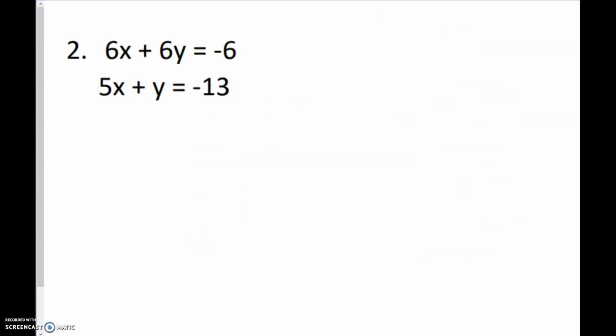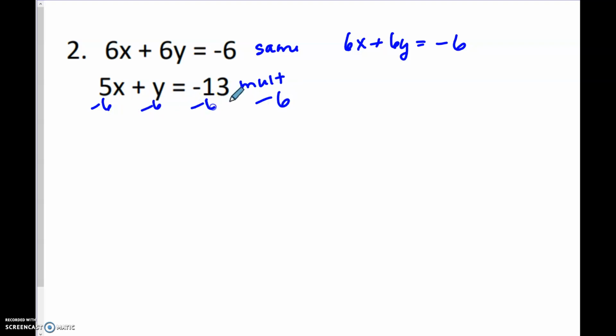All right, in this one, let's see, it doesn't look like I can do anything with the x's, and with the y's, it looks like, actually we can do this 2 different ways. So I can keep this one the same. So 6x plus 6y equals negative 6, and I'm going to multiply this one by a negative 6. Negative 6, negative 6, negative 6. So I get negative 30x minus 6y, and 13 times 6 gives me a 78.